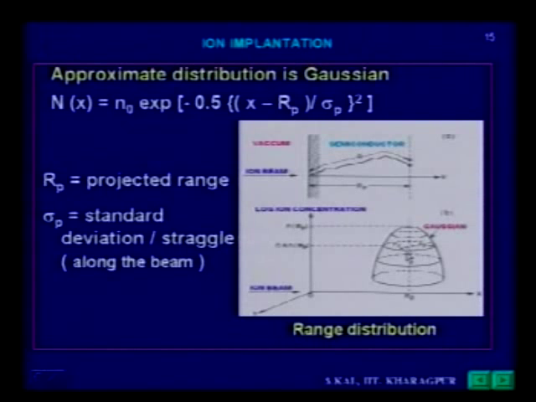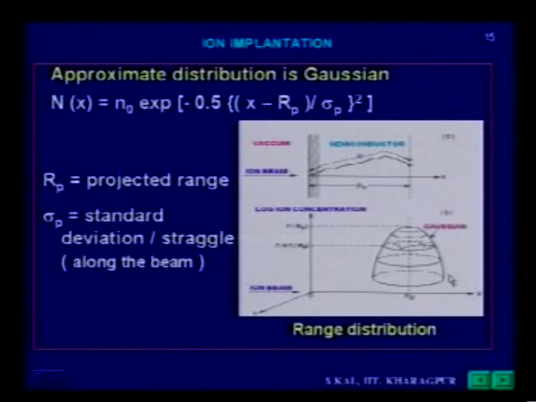So here is a 2D view, that means the x and z directions, and its distribution is like this. If you take 3D, then the sigma lateral also comes into the picture. So it is shown like this, and at the projected range Rp, the concentration is N Rp, and 0.6 N Rp is at this particular point. Different iso-concentration lines are shown here. So the ion beam is incident along the x direction, and the Gaussian distribution is like this.